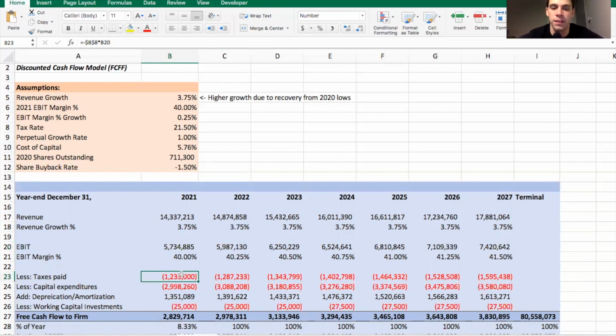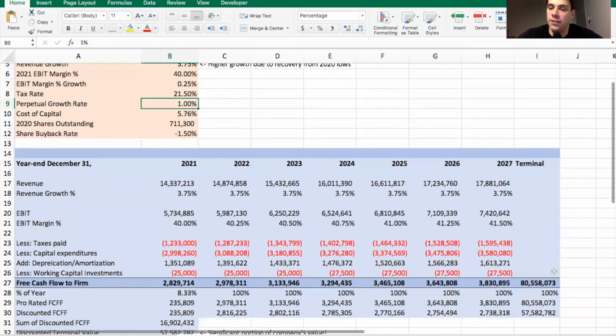Keep things simple. So it deducts taxes every year. Now, the next assumption is the perpetual growth rate. So this builds into our terminal value calculation here. Once again, just as a reminder, the terminal value is calculated as a multiple of the last year of free cash flow to firm in our model here.